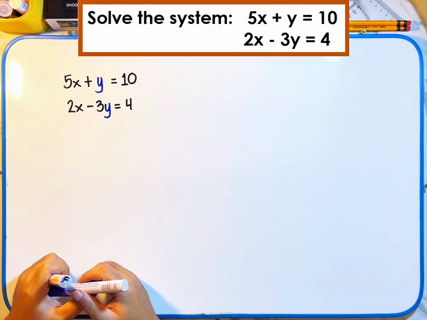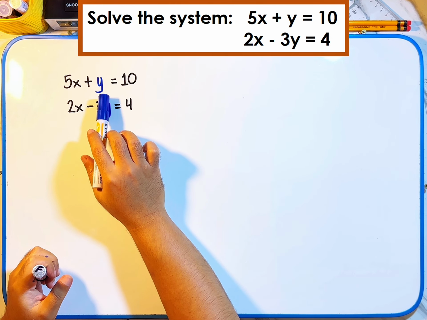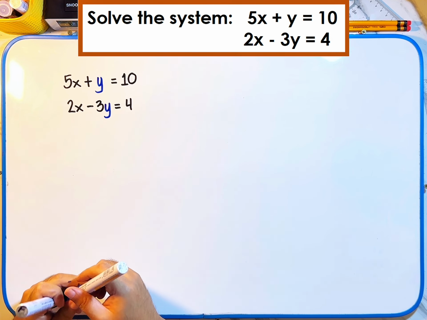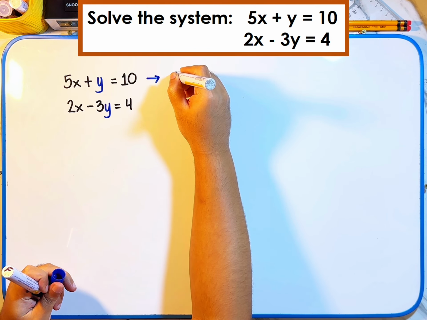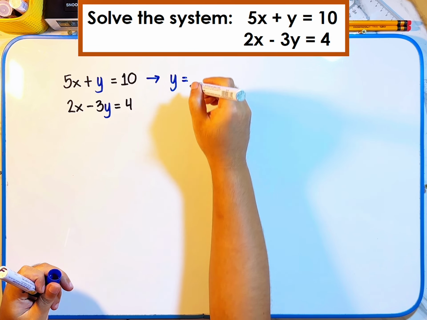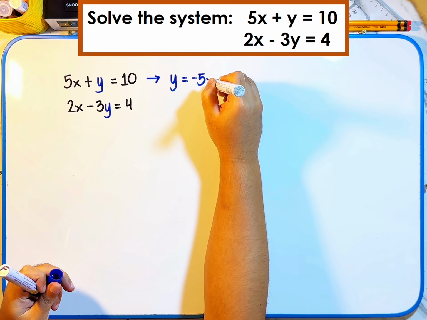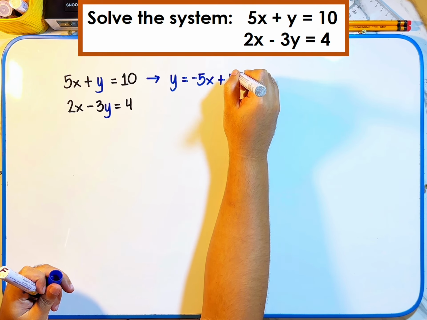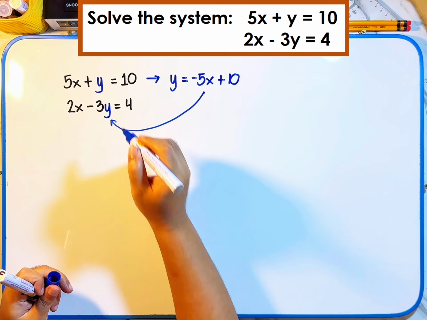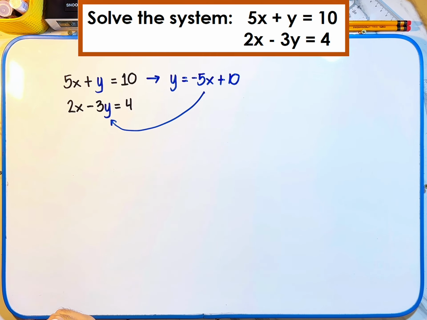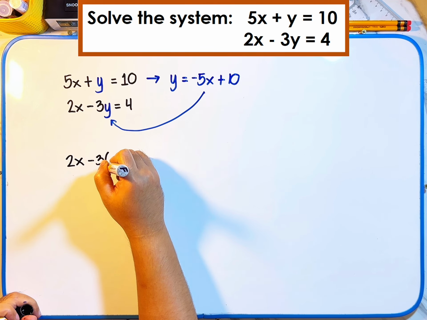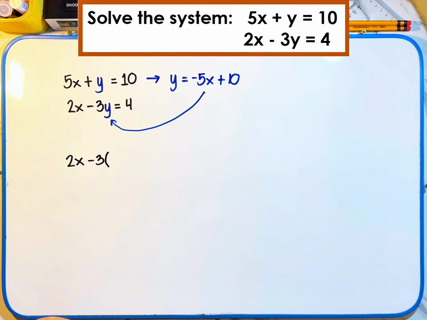Okay, for this system, let's focus on the first equation and isolate the variable y. As you can see, we have a color coordination for the y variable. So we have y is equal to, if we transpose 5x to the other side, it becomes negative 5x, and then we have plus 10. And all we have to do is substitute this y into the y variable of the second equation. So we have 2x minus 3 times y, and y is equal to negative 5x plus 10.